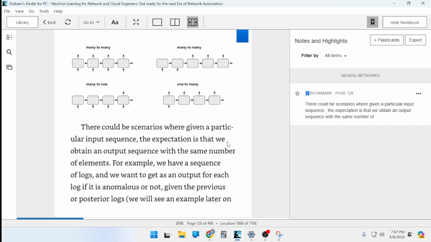4. One-to-many use case. This architecture is used in tasks where a single input generates a sequence of outputs. An example would be image captioning, where an image input produces a sequence of words as a caption. Operation. A single input is provided to the network, which then generates a sequence of outputs.